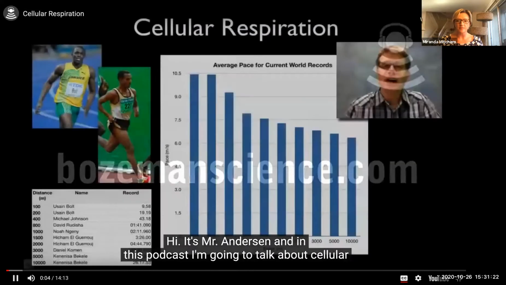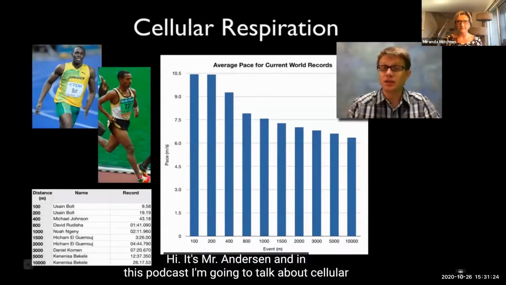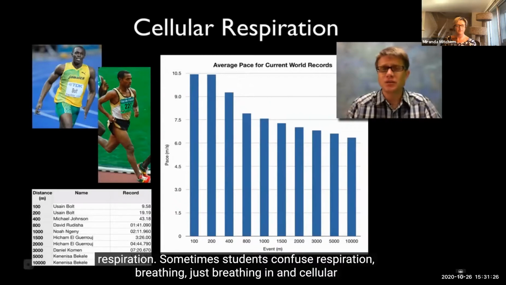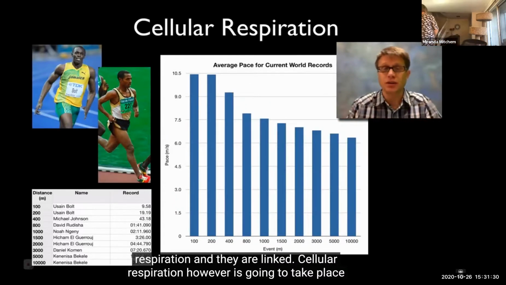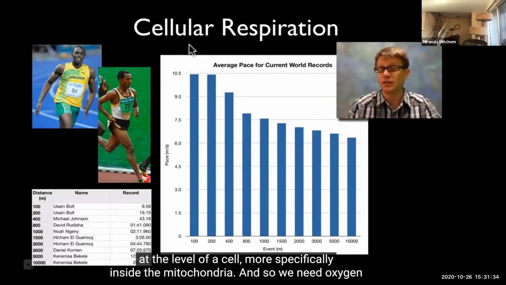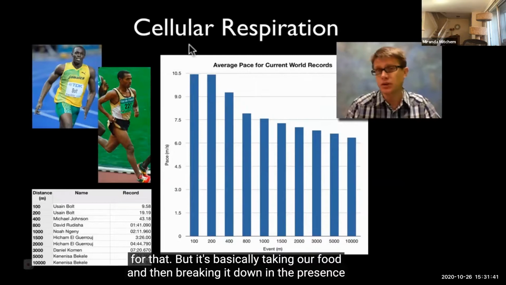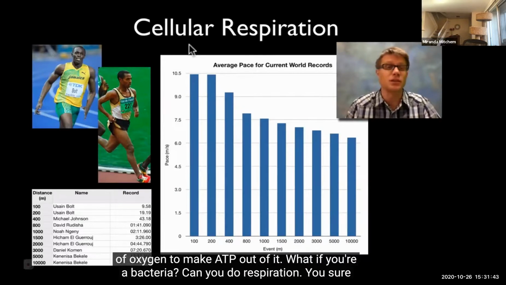It's Mr. Anderson. In this podcast, I'm going to talk about cellular respiration. Sometimes students confuse respiration, breathing, just breathing in, and cellular respiration, and they are linked. Cellular respiration, however, is going to take place at the level of the cell, more specifically inside the mitochondria. And so we need oxygen for that. But it's basically taking our food and then breaking it down in the presence of oxygen to make ATP out of it.